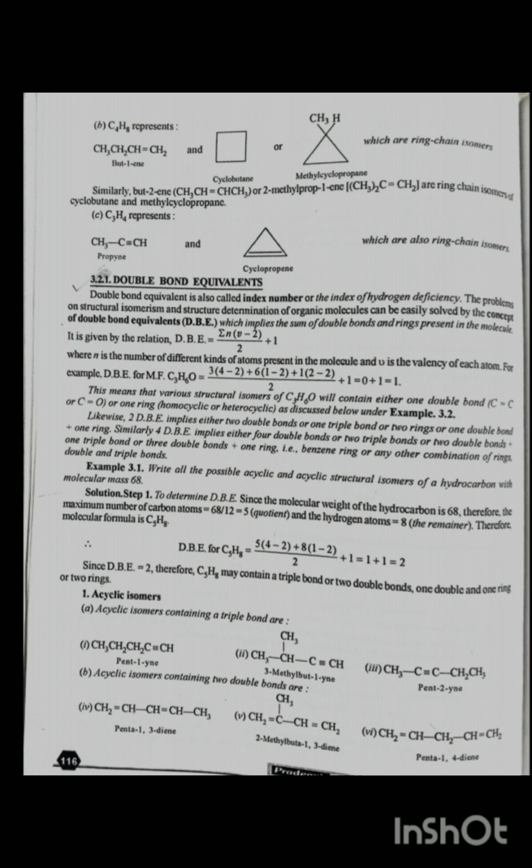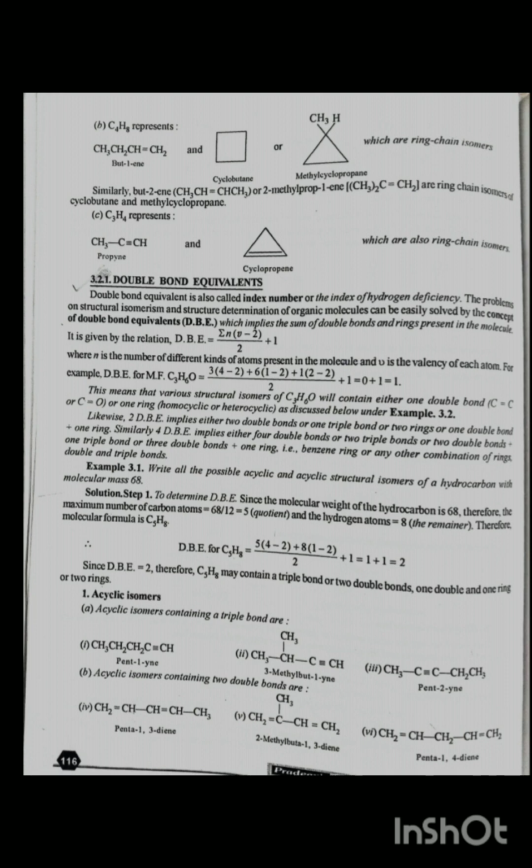For example, DBE for molecular formula C3H6O equals [3(4 − 2) + 6(1 − 2) + 1(2 − 2)]/2 + 1 = 0 + 1 = 1. This means the various structural isomers of C3H6O will contain either one double bond, C=C or C=O, or one ring, homocyclic or heterocyclic, as discussed below under example 3.2.